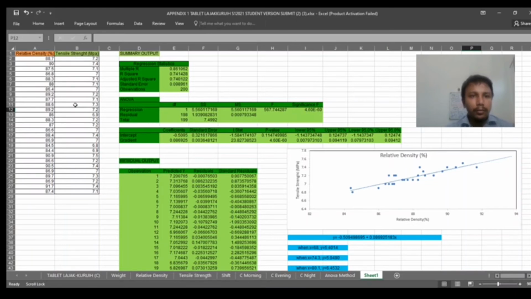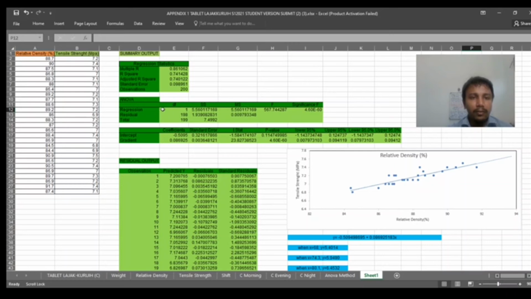Thank you. Now I'm going to report about regression statistics. To understand the relationship between relative density and tensile strength, we use regression statistics. The summary output of regression statistics for multiple R is 0.86, for R square is 0.74. To understand the variance, we use the ANOVA method.